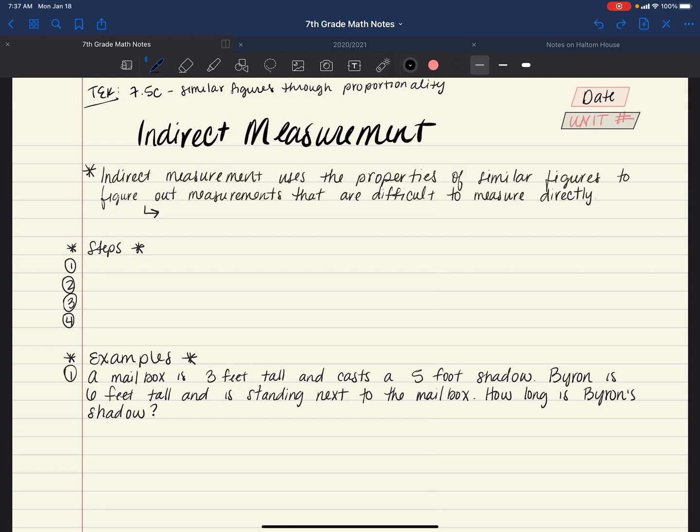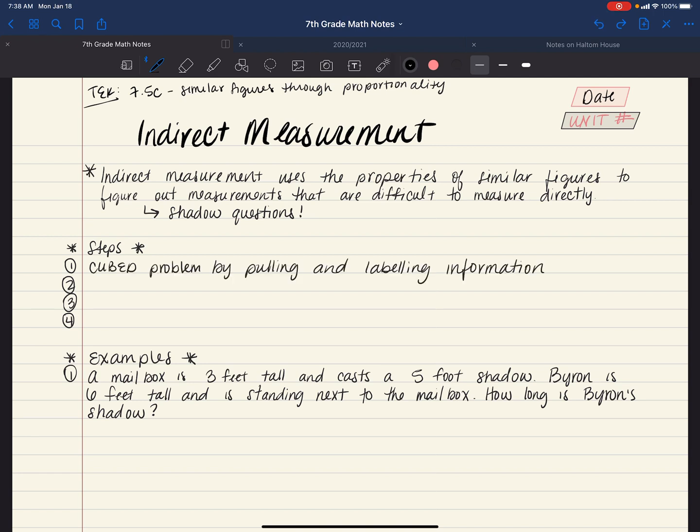So indirect measurement basically uses the properties of similar figures to figure out measurements that are difficult to measure directly. Indirect, not direct, indirectly. This is basically your shadow questions. It might be a little difficult to measure the length of a shadow because it's moving as the sun is moving. So we use similar figures to measure.